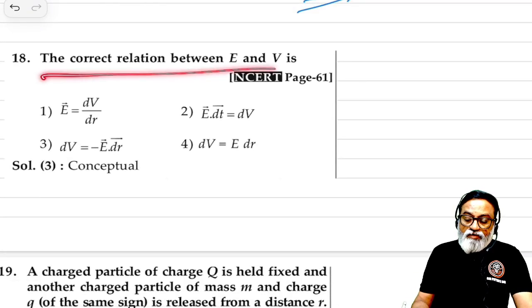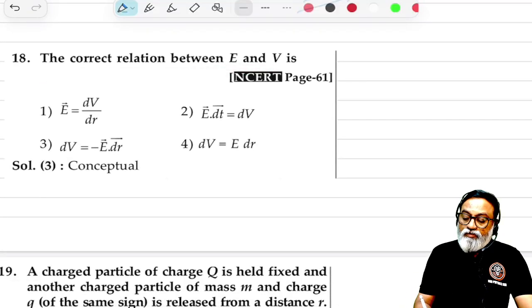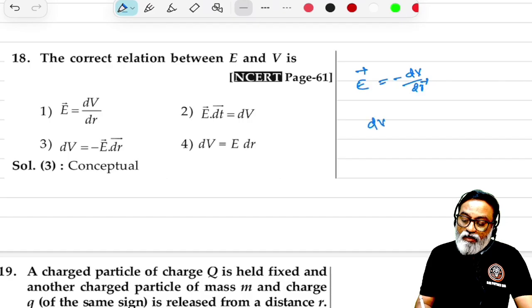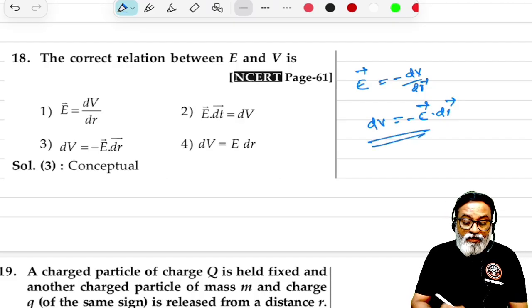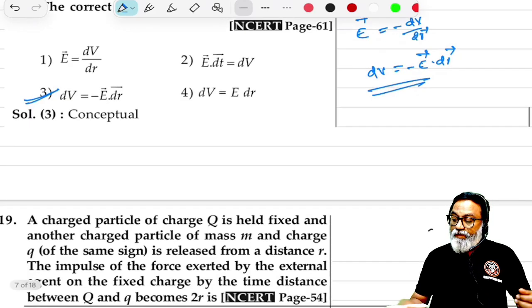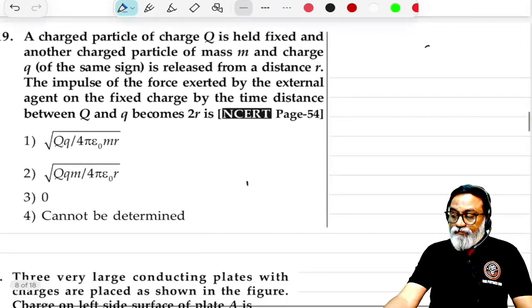The correct relation between E and V. See here, E bar is equal to minus dV by dr bar, or dV is equal to minus E bar dot dr bar. Therefore, the third option is correct. Next one.